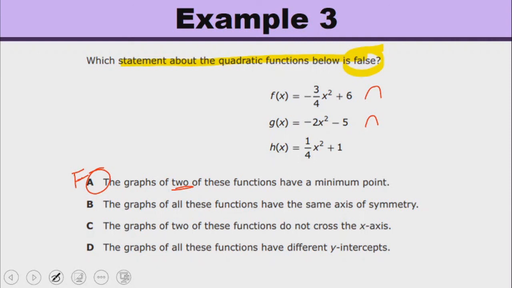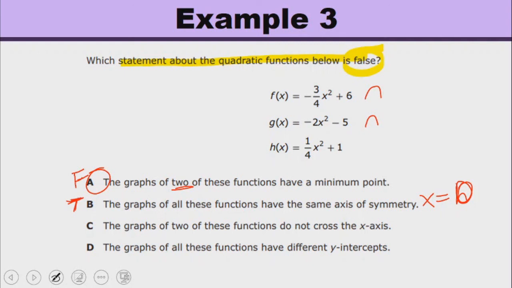The graphs of all these functions have the same axis of symmetry. So axis of symmetry is x equals h. I have told you that h is the x value of the vertex. You can see from this graph, h is 0. So definitely x equals 0 is the axis of symmetry. So that's true. All of them have the same axis of symmetry.